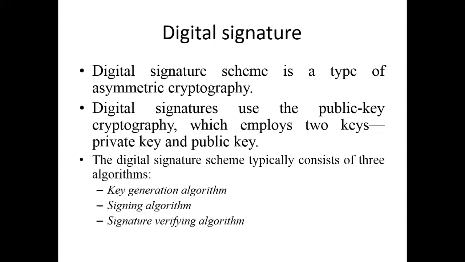Okay, so a digital signature scheme is a type of asymmetric cryptography. Okay, so it uses public key cryptography, which employs two keys, the private key and the public key, for sending and receiving. Okay, so the digital signature scheme typically consists of three algorithms. It has an algorithm for key generation, an algorithm for signing the document, and then also an algorithm for signature verification. Okay.